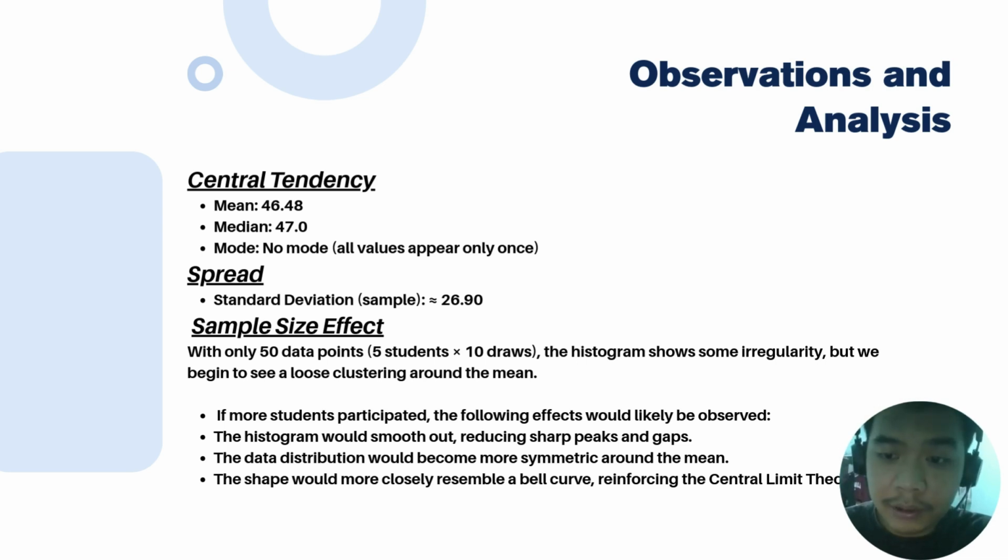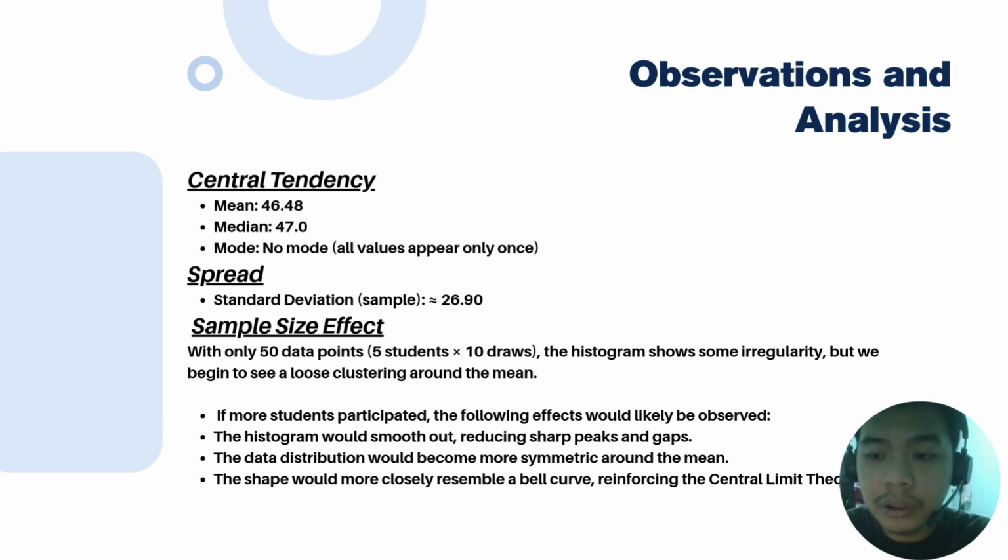For the sample size effect, with only 50 data points, 5 students, so 10 times 10 draws, that's why it is 50 data points. So the histogram shows some irregularity, but we begin to see a loose clustering around the mean.